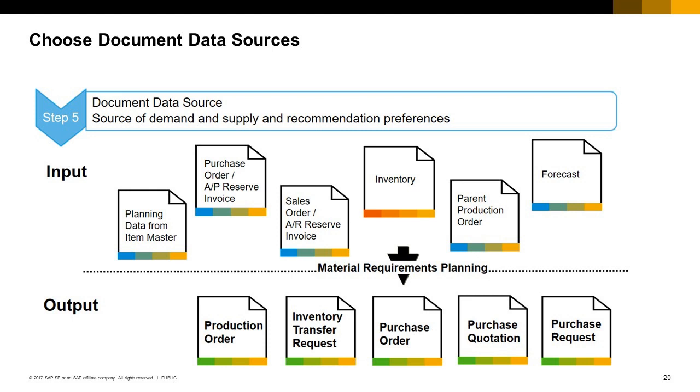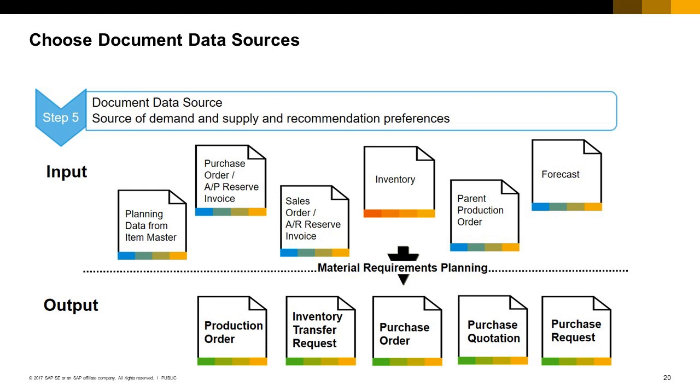Open production orders for parent items are expected receipts. In addition to considering existing inventory, you can also consider required, minimum and maximum inventory levels. And of course you can include a sales forecast as an additional requirement.